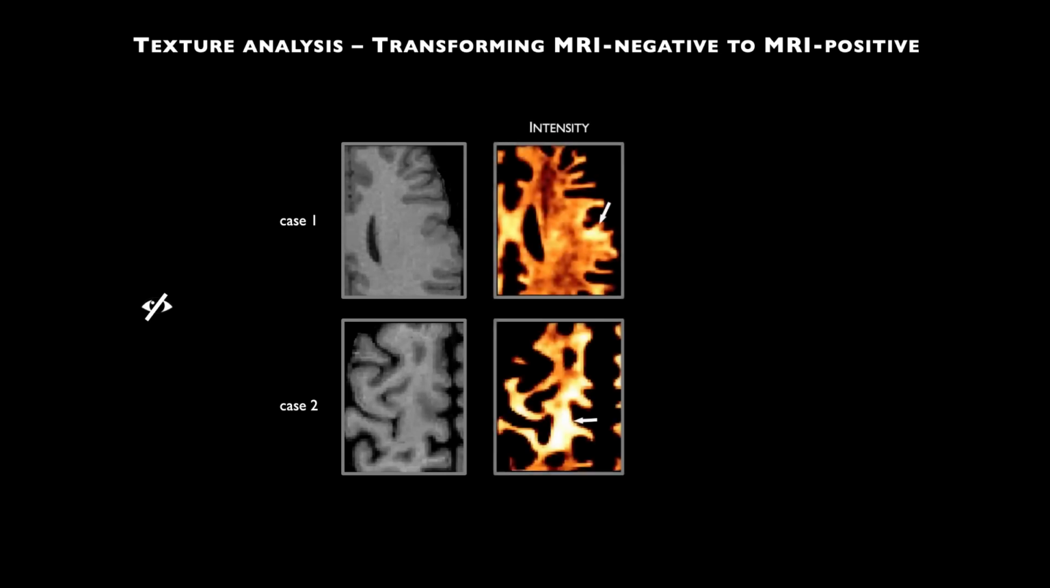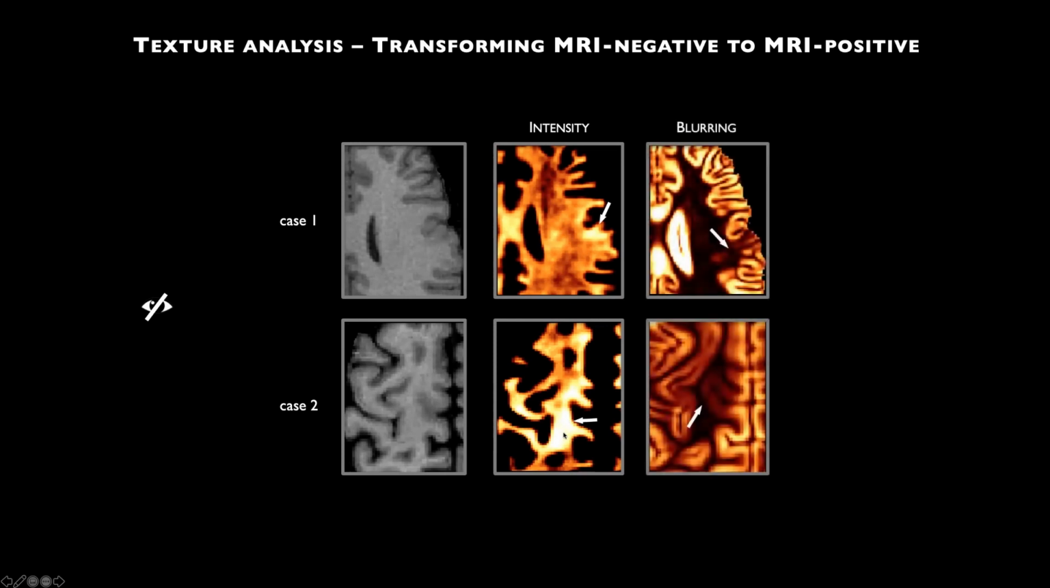Here are two examples of subtle FCD lesions that were initially reported as MRI negative. However, as you can see, there is hyperintense signal on the relative intensity map and blurring of the gray-white matter interface appearing dark on the gradient map. And here are the lesions outlined on the T1 weighted MRI. So, by using texture analysis to assist visual inspection, we can transform MRI negative into MRI positive.